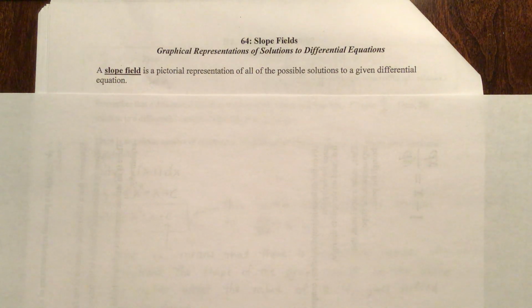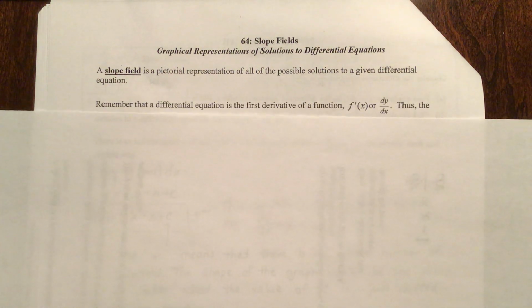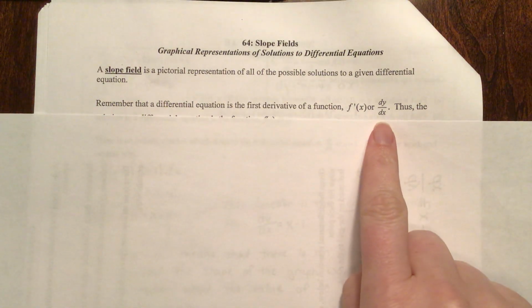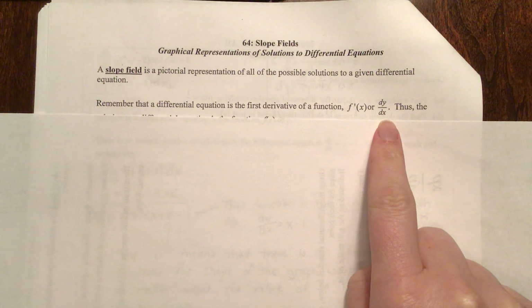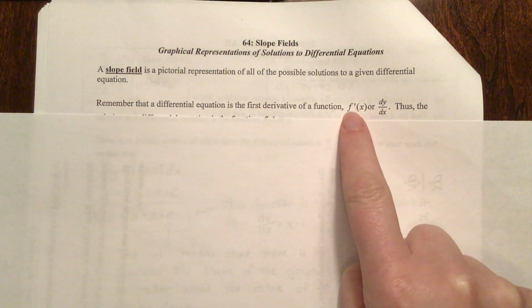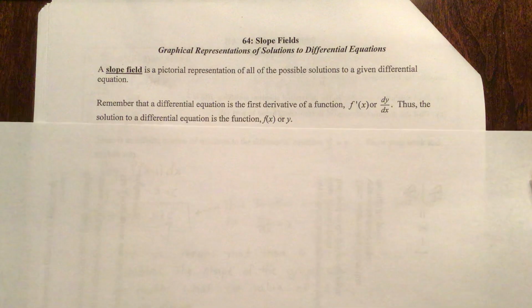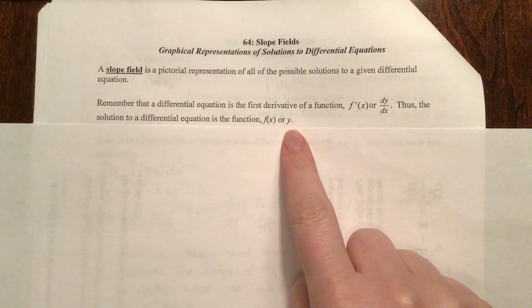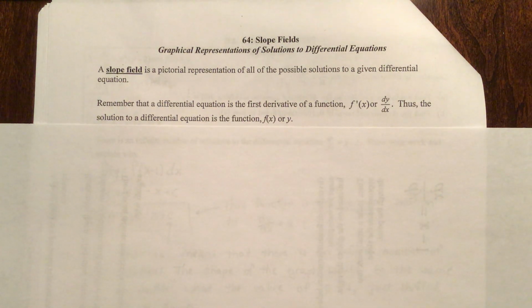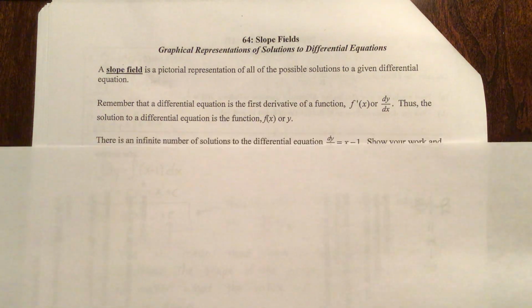Let's talk about the definition of a slope field here. A slope field is a pictorial representation, so a picture, of all the possible solutions of a given differential equation. So the differential equations were like the dy dx equals. It's the same thing as f prime of x, because dy dx is the derivative of y with respect to x, or the derivative of f of x. Cool. So the solution to a differential equation is the function f of x or y, either one. That's what we did in the previous section.